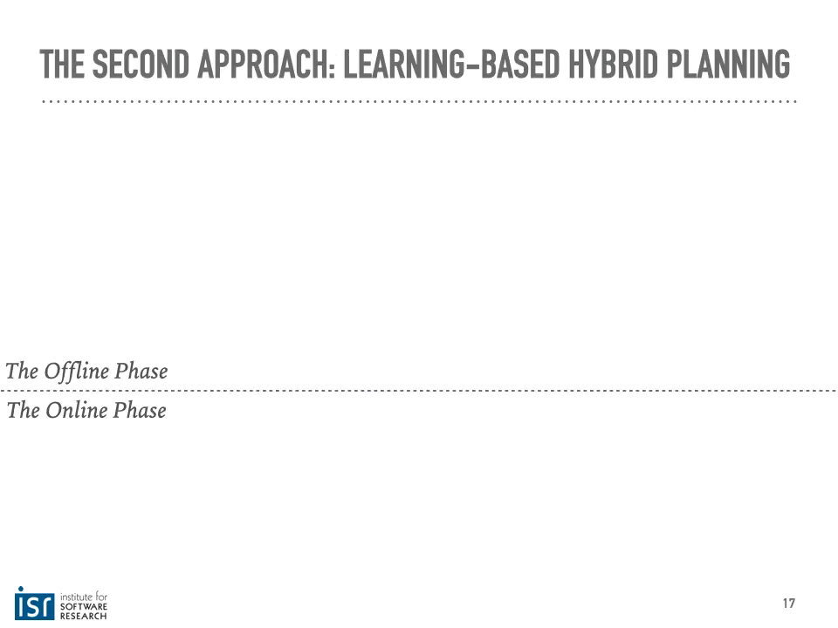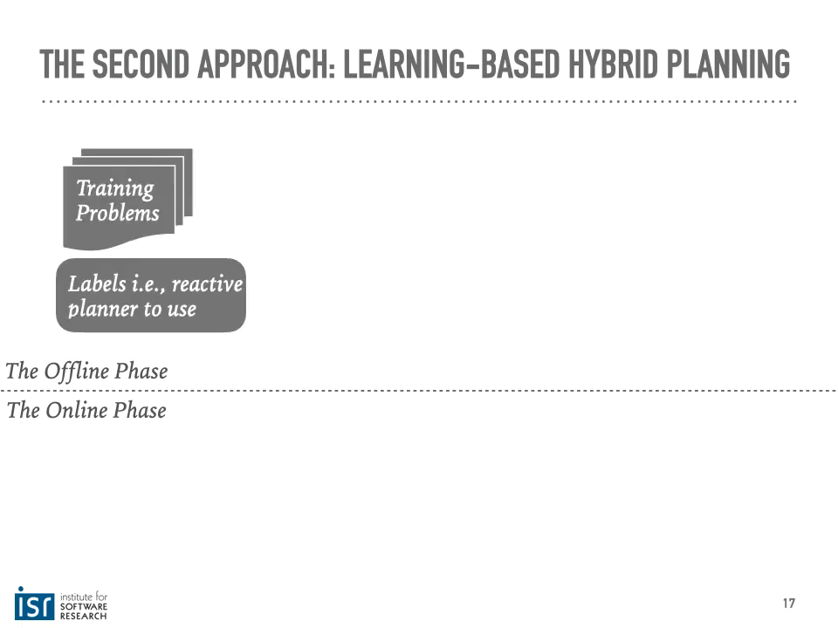So how does the learning-based approach work? It is a supervised learning approach that has two phases, the offline or the training phase and the online or the deployment phase. In the offline phase, we have a set of labeled planning problems for training. The label of a planning problem indicates which reactive planner, when used in combination with the deliberative planner, is likely to provide the highest utility compared to other reactive planners from the set.